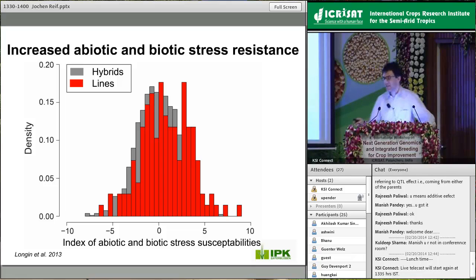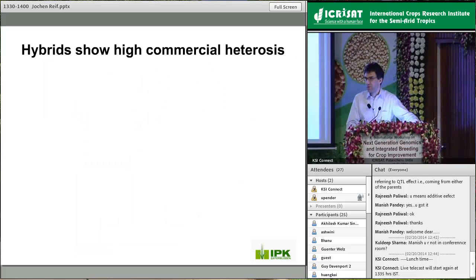What I plotted here is an index with equal weights of all biotic and abiotic stress traits we had observed. And this is the stress susceptibility, so negative values are desired. That means high resistance or tolerance against the abiotic and biotic stress resistances. And I plotted here the distribution of the lines in red and in gray of the hybrids. And you clearly can observe that the hybrids are on average more abiotic and biotic stress resistant as compared to their parental inbred lines.